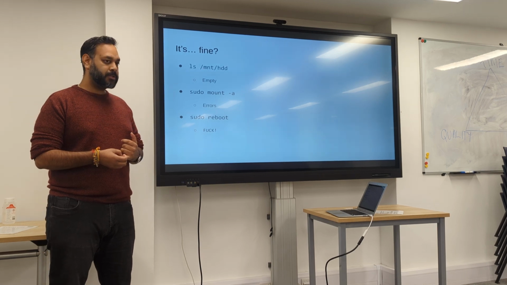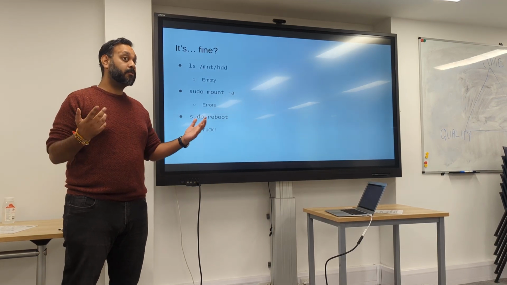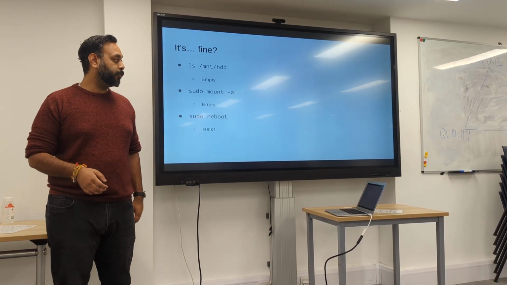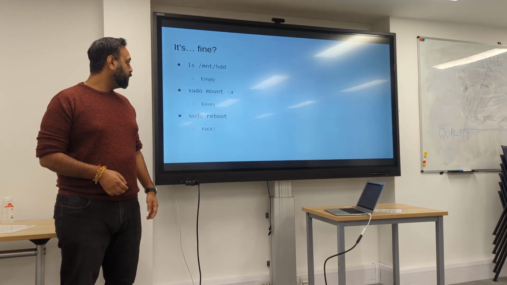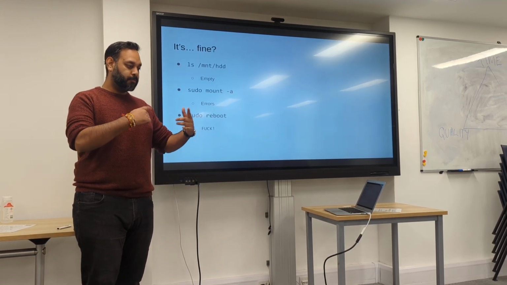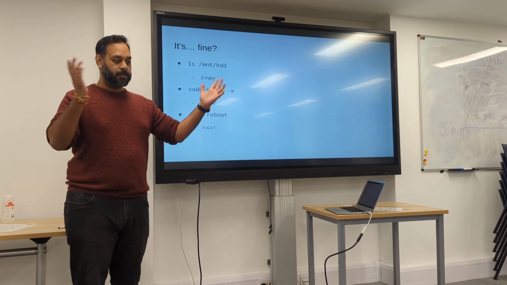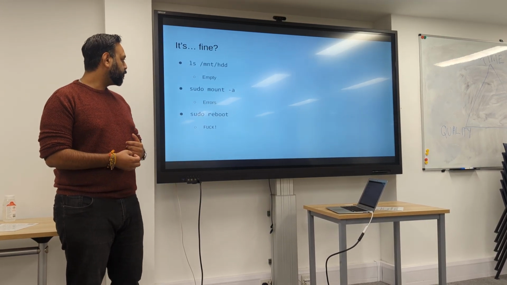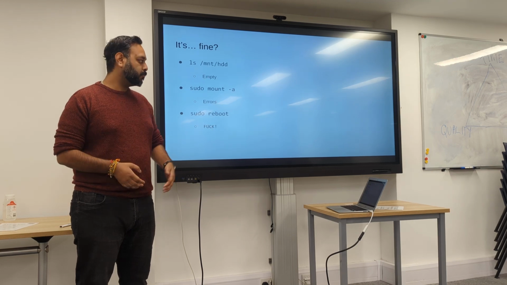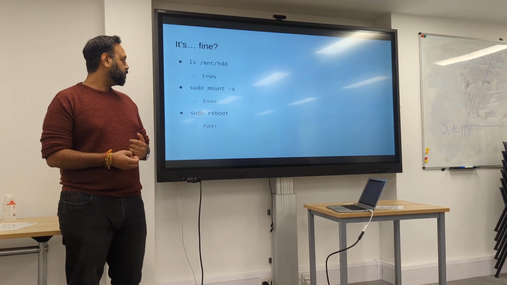So my first thing is something weird's gone on, but okay, let me just remount all the drives. This command, sudo mount -a, would remount everything that should be mounted in terms of hard drives and external things. This is very much into Linux stuff. And I got some errors. Well, that's weird.